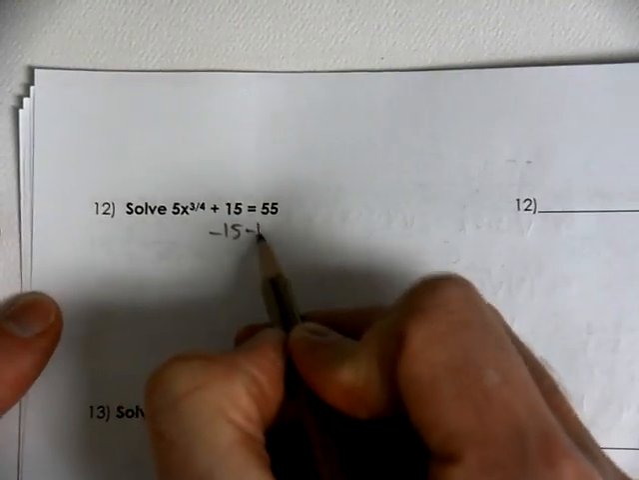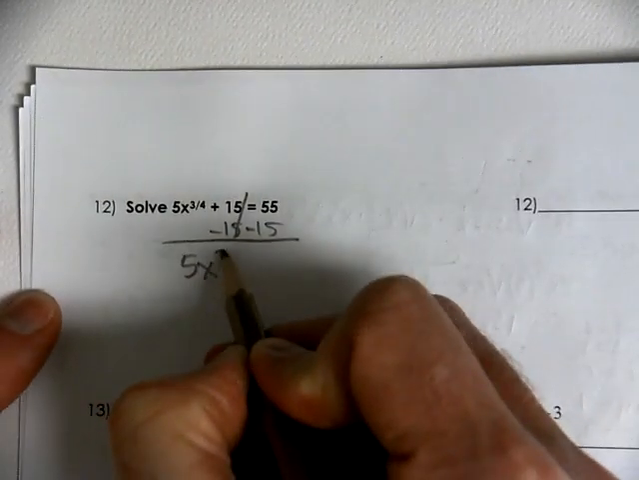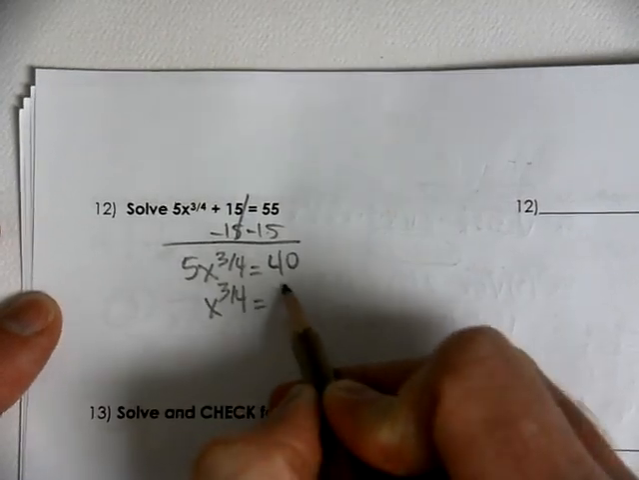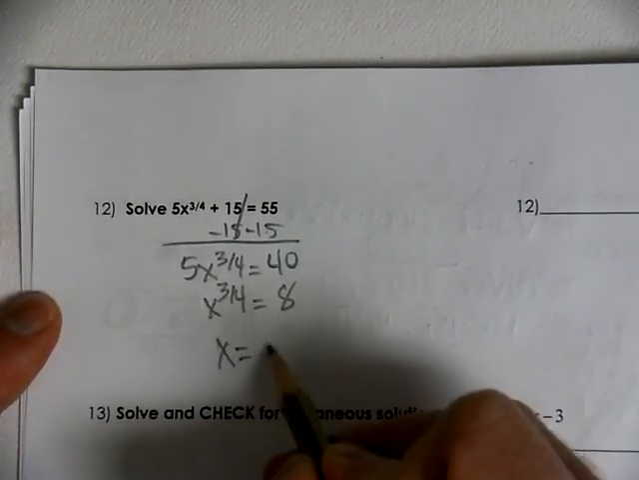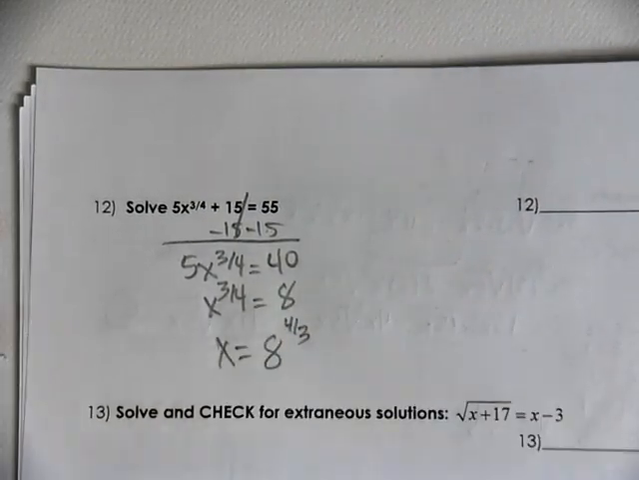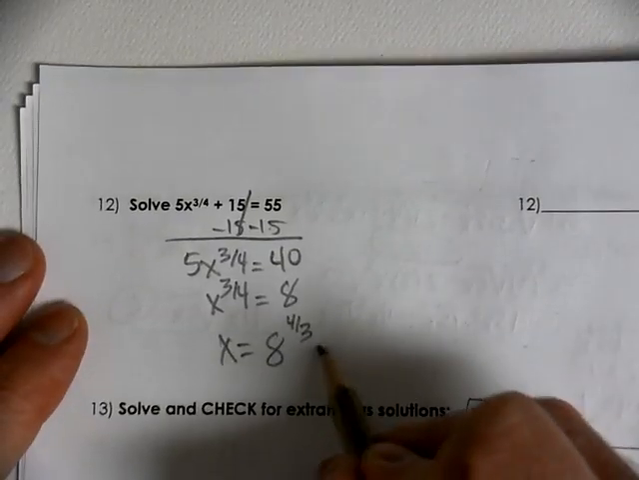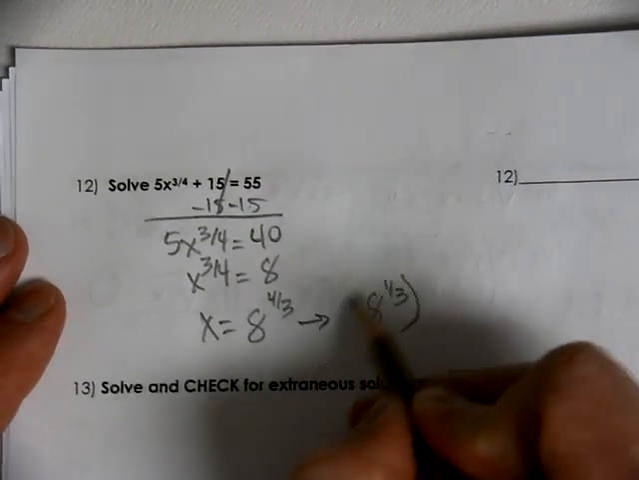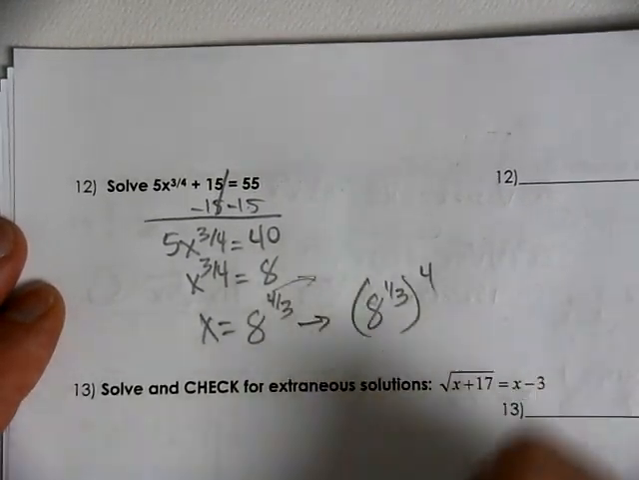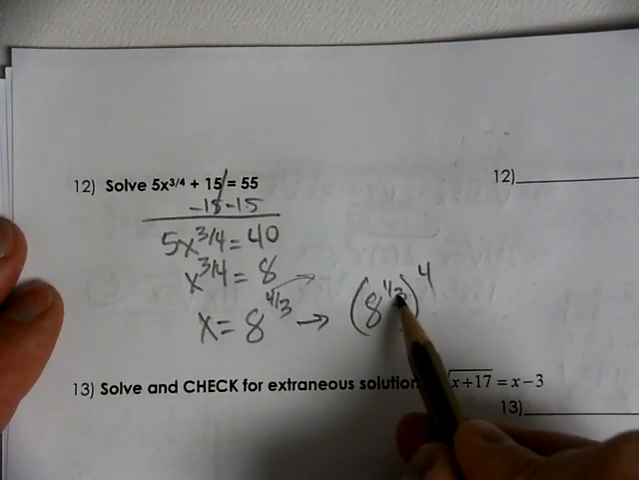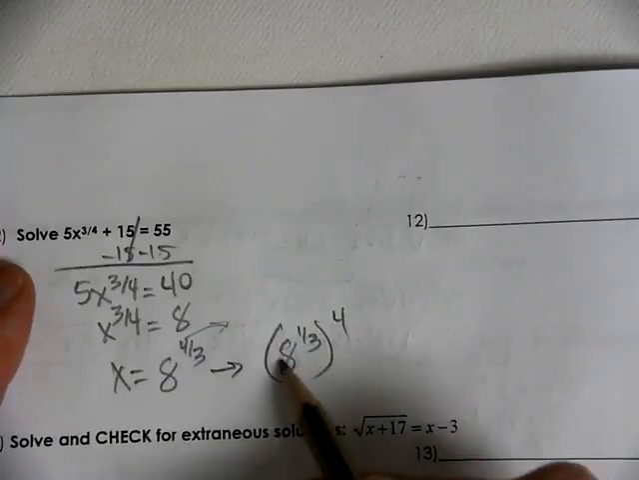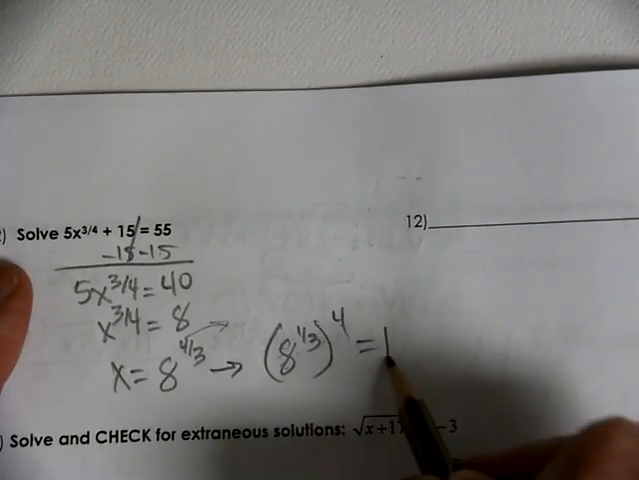Here we would solve, subtract the 15. That would make us 40. Divide by 5, which is 8. And then what we need to do is take the 8 and multiply it by 4/3. Well, the way we can calculate this by hand is 8 to the 1/3, because we're going to pull that 4 out. So this is still a denominator of 3, so this is the cube root of 8. Cube root of 8 is 2. 2 to the 4th power is 16.